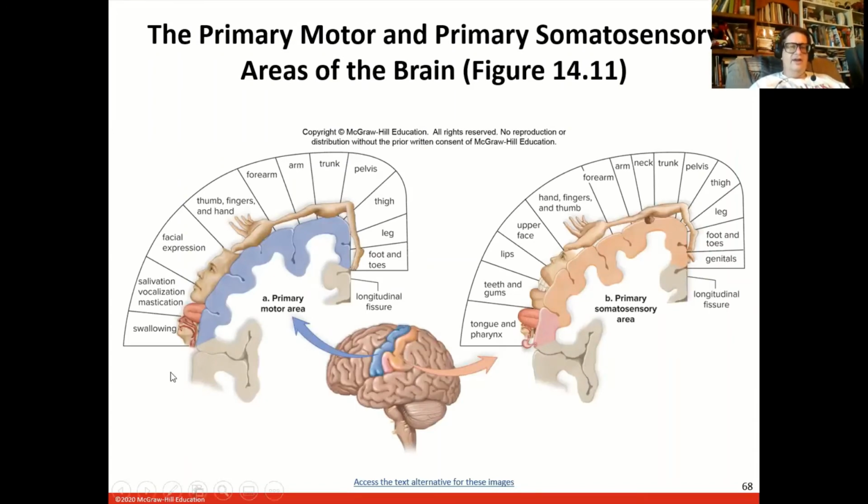And notice that this little tiny bit controls muscles of the leg. And this huge portion here controls muscles of the face. And an area, again, much bigger than the leg, controls salivation, chewing, and talking. So the muscles that need fine control get large portions.